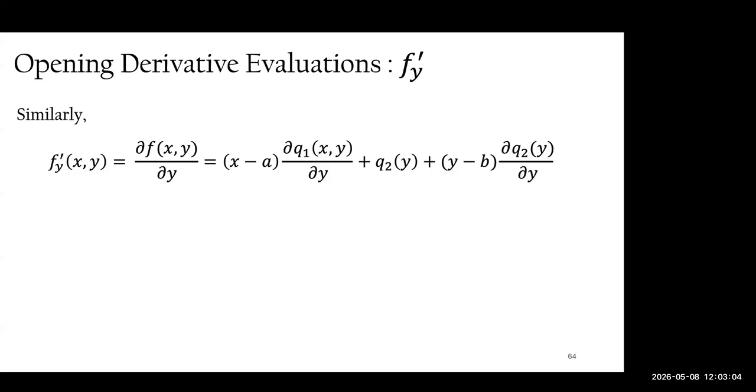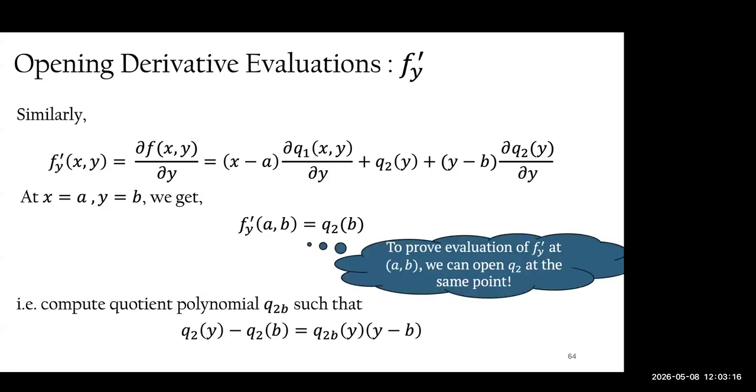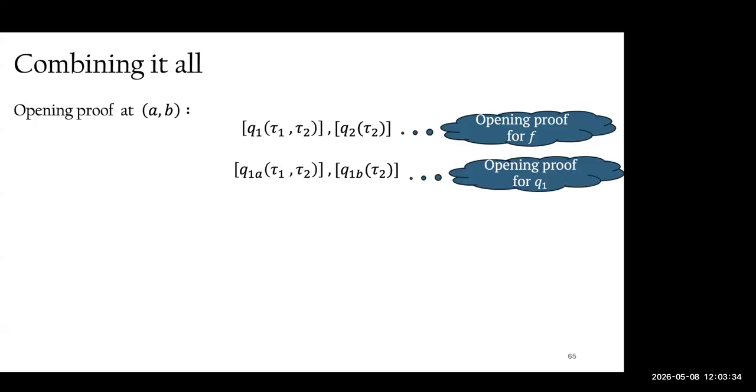So it turns out if we do the same thing for y, you get that the derivative f prime y at the same point equals the second quotient q2 at b. I won't go through the exact equation, but this is actually true. So to prove the evaluation of f prime y at the same point, I can just open my second quotient q2 at the same point. Again, this is just KZG because it's univariate. I can just compute q2b, and that will be my opening proof for f prime y. Any questions?